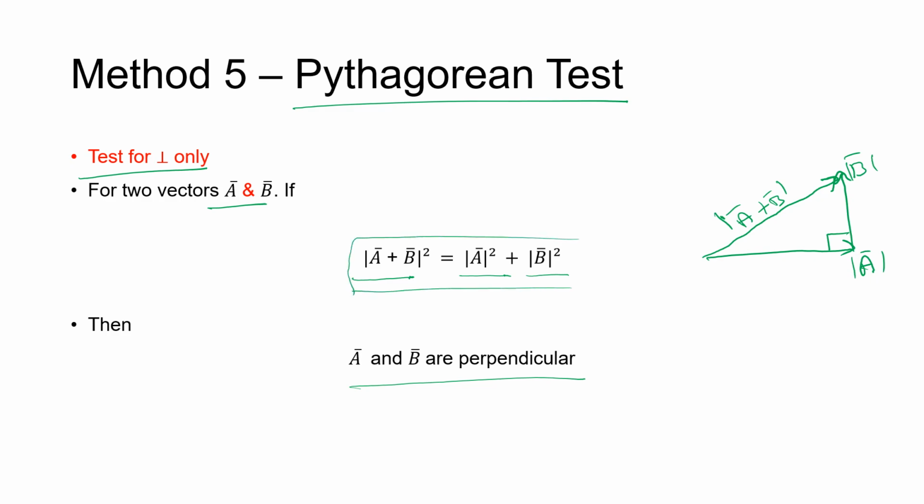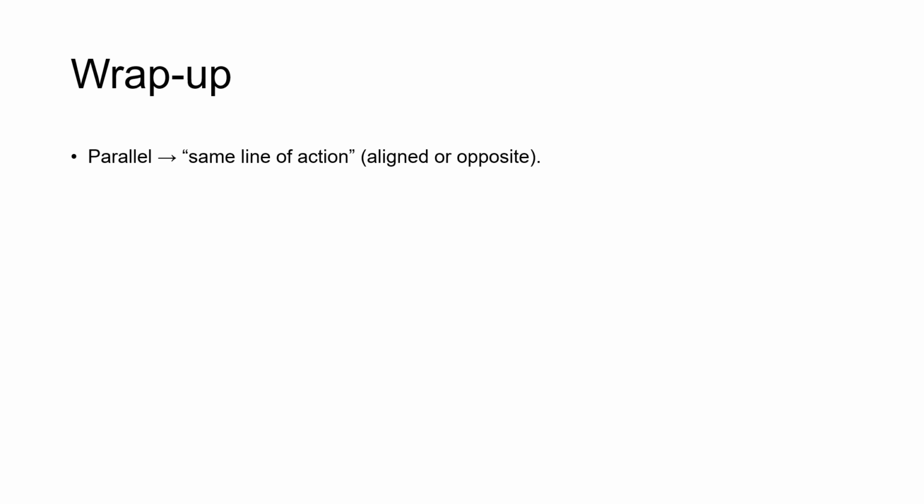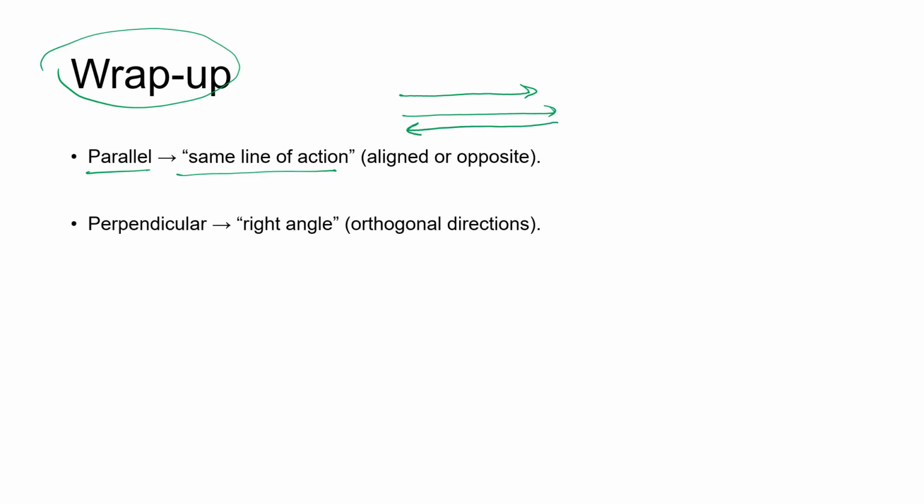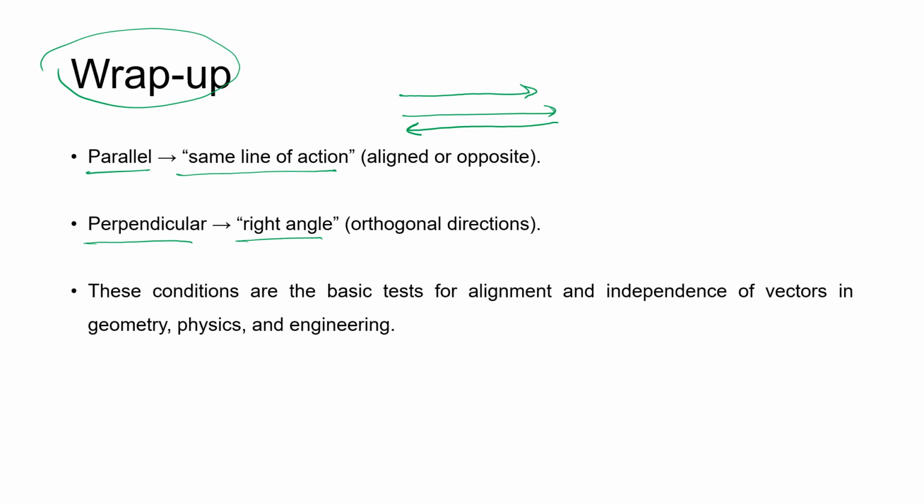Let's wrap up what we have learned today. Two parallel vectors lie along the same line of action, whether they are in the same direction or in opposite directions. Perpendicular vectors have a right angle between them. And we need to know that these conditions are basic tests for alignment and independence of vectors in geometry, physics, and engineering. Thank you.